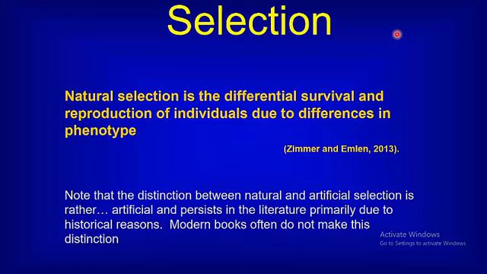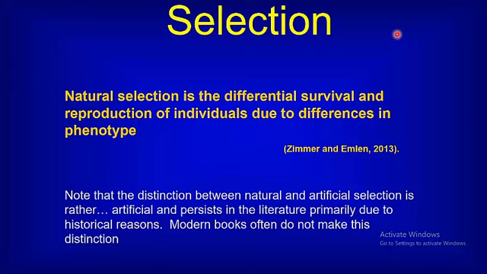So how does one define selection? There are many ways of doing it. One of the most common ways is what is taken from this book by Zimmer and Emlen. So natural selection is the differential survival and reproduction of individuals due to differences in phenotype.